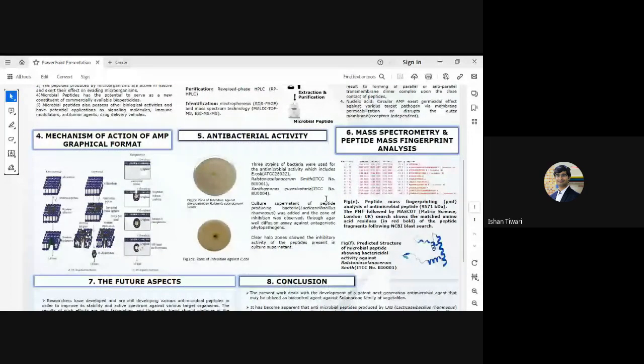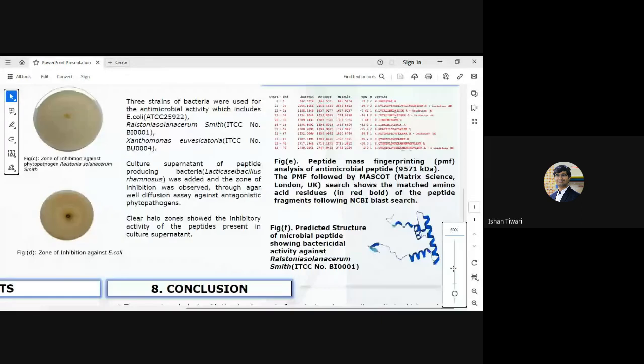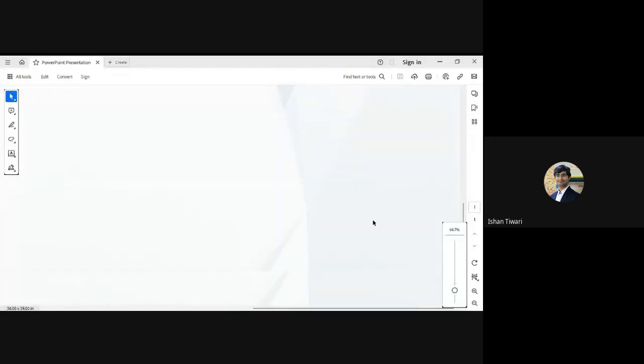Further, mass spectroscopy and peptide mass fingerprinting analysis was performed, after which it was determined that 9,571 kilodalton was the molecular weight of the peptide. It was analyzed by the Mascot server, which showed the peptide was around 50 residues in length. The predicted structure is shown as it can be seen here.